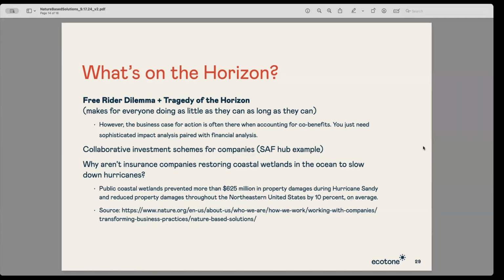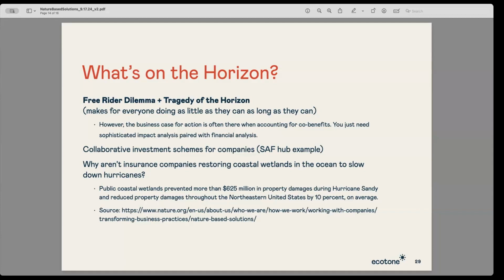So one of the solutions to that is collaboration and investment schemes, something like that SAP Hub example. There are many different organizations working together across the supply chain and across the problem set to understand a solution, and they're all going to benefit from that. And so will everyone who flies a plane to go somewhere for vacation.